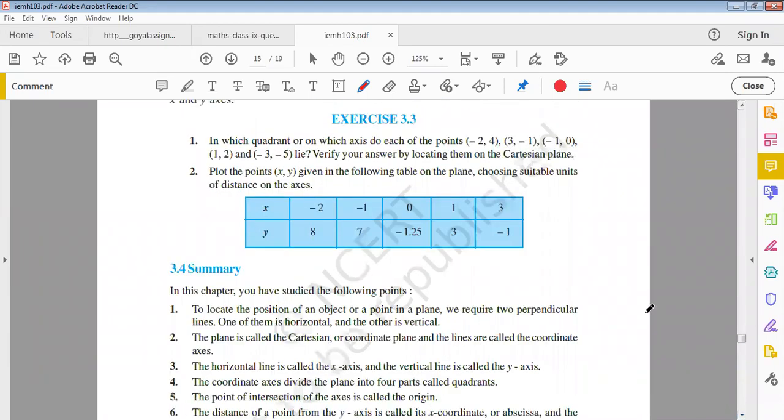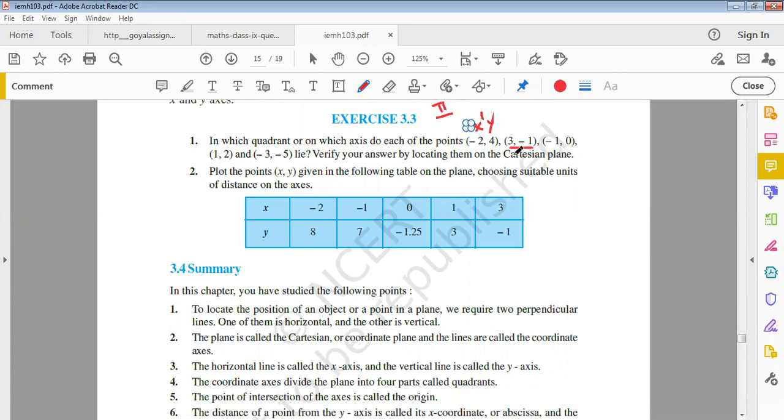Okay, now which quadrant or on which axis do the points lie? (-2, 4). See, X is negative, which is X dash, and Y is positive. Minus is on the left side of the origin, and 4 is positive. So you are in the second quadrant.